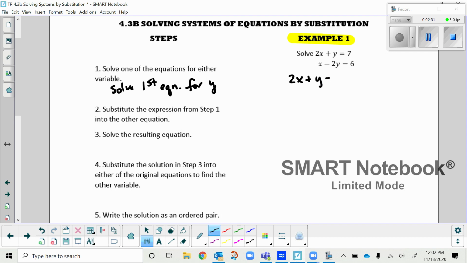What do I have to do to get that equation solved for y? I don't have to divide anything, so I'm just trying to get y by itself. Just have to move the 2x, exactly. So I'm going to subtract 2x from both sides. And I have y equals 7 minus 2x. Okay, so that was step 1.